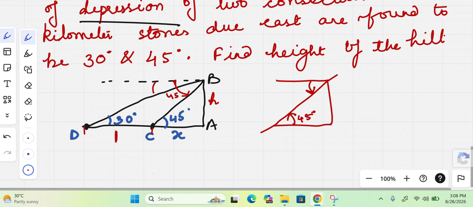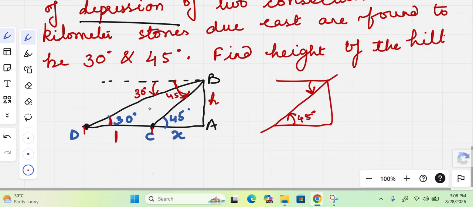Similarly, this angle is 30 degree. First he looked 45, then he looked 30. So this one is 30 degree, alternate angle. This is how you are supposed to draw the diagram.